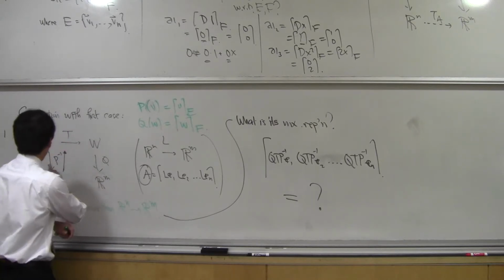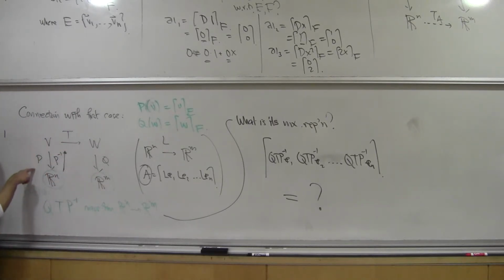P is the coordinate vector map. It takes your vector to its coordinate vector. Wait, can P be represented as a matrix? No, because V is not a Euclidean space. It's a linear transformation. It's an isomorphism, actually, a one-to-one onto linear transformation. We're not in Euclidean space, so it doesn't have to be represented as a matrix.